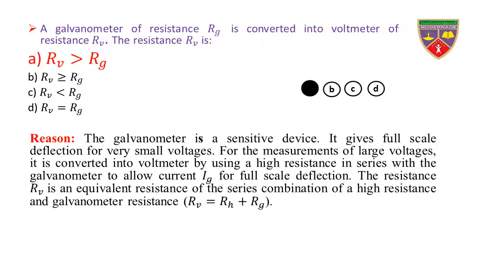The reason: the galvanometer is a sensitive device. It gives full-scale deflection for very small voltages. For the measurements of large voltages, it is converted into voltmeter by using a high resistance in series with the galvanometer to allow current Ig for full-scale deflection. The resistance Rb is an equivalent resistance of the series combination of a high resistance and galvanometer resistance, which is Rb equal to Rh plus Rg. Hence, the resistance of voltmeter is Rb greater than Rg.